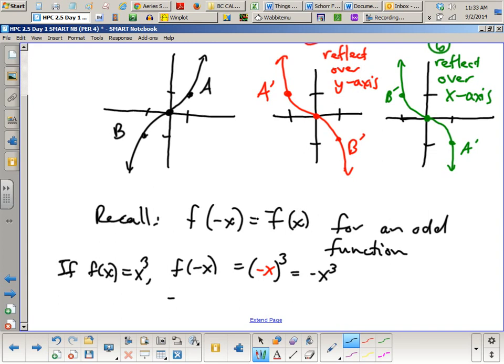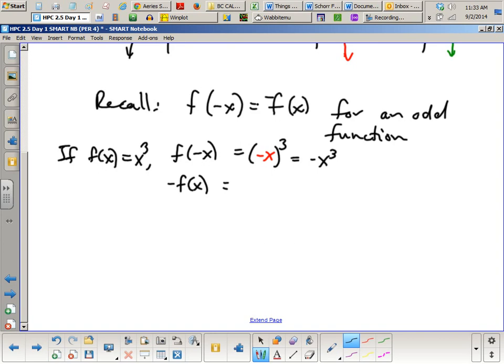And what does negative of f of x mean? This just means take the opposite of f of x. Well, what's the opposite of x cubed? Negative x cubed, right? So this is our minus now, but it's the same expression. See? So whether you change x to a negative or just negate the whole expression, we get the same answer and hence the same graph.